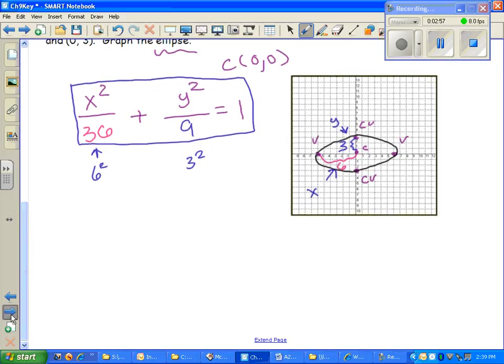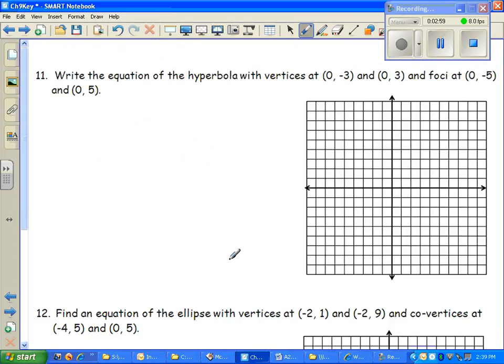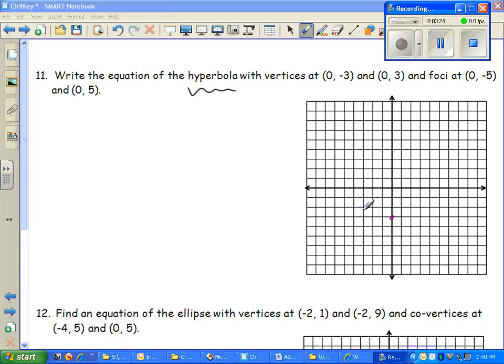On number 11, we are doing the same type of thing, but we have a hyperbola instead of an ellipse. So I have the vertices and the foci on this one. So I'm going to graph what I'm given as far as the vertices first. The vertices are 0, negative 3, and 0, 3. So down 3 for one of them. So we graph the vertices that were given. One was at negative 3. The other is at positive 3.